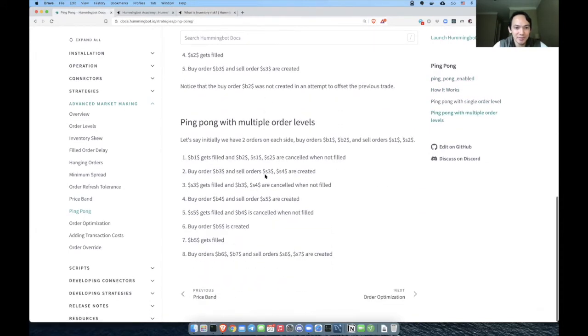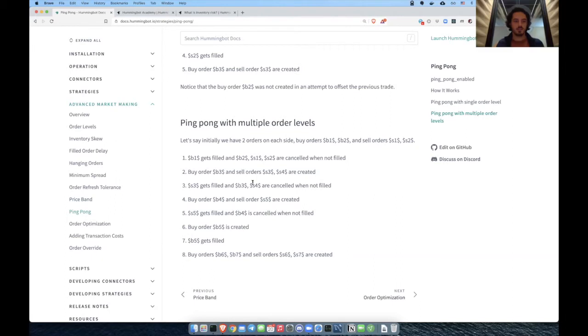With multiple orders, we do have some matching here. What this says is, if you have three order levels, it does match them one for one. So if your first buy order is filled, then it will stop making the buy orders, but it should still make the second and third buy orders until the first sell order is filled. Excellent. Yeah.